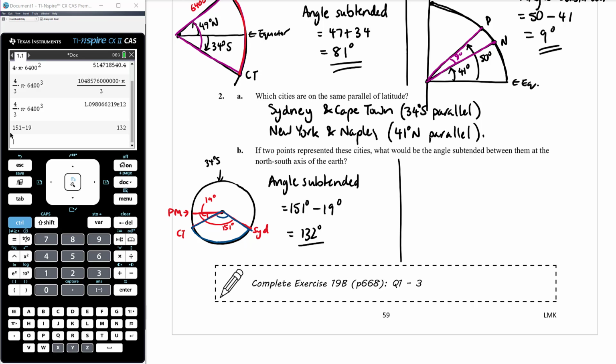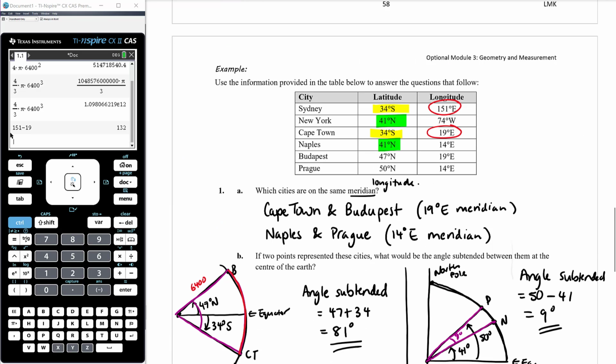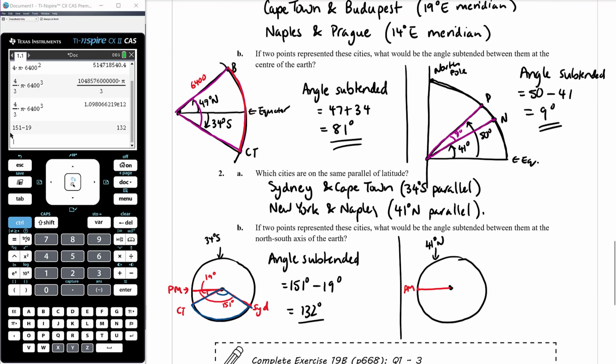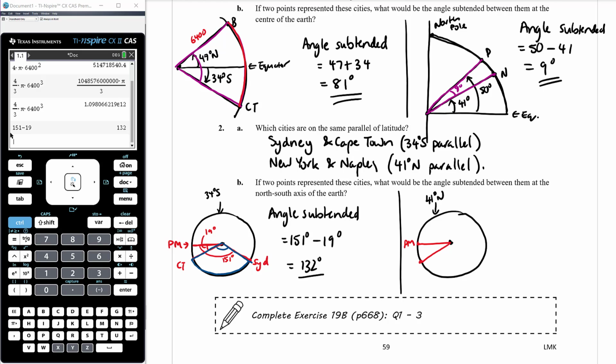And then the second example, New York and Naples. So now we're on the 41 degree north parallel. Okay, again we've got the center of the Earth. Let's put our prime meridian here for all intents and purposes. You can draw it wherever you want. And so New York is 74 degrees west and Naples is 14 degrees east. Okay, so this time we have Naples is east. Okay, so that's 14 degrees there. And New York is 74 degrees west, so it's going the other way. So New York is out here.